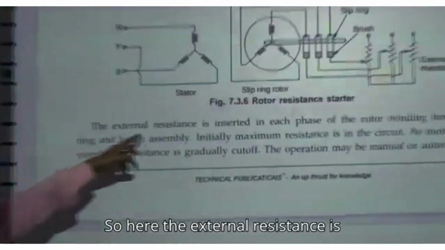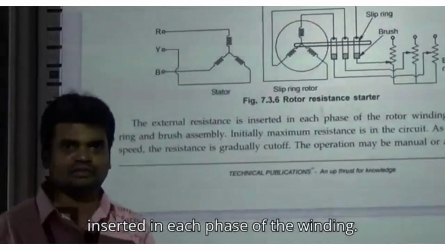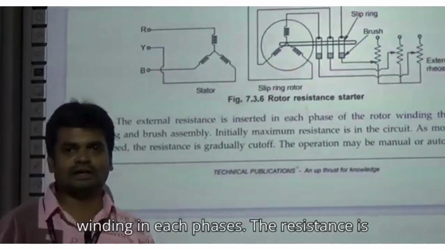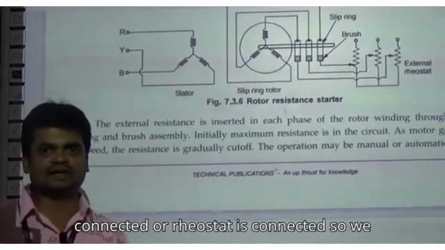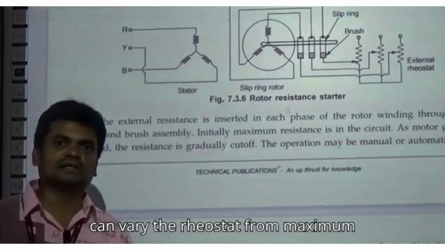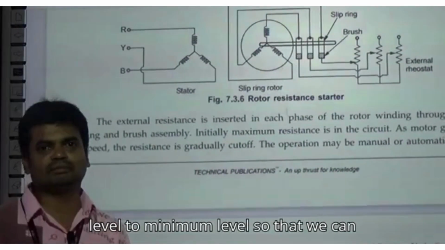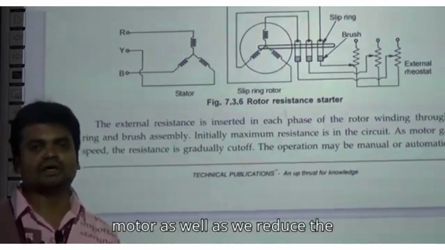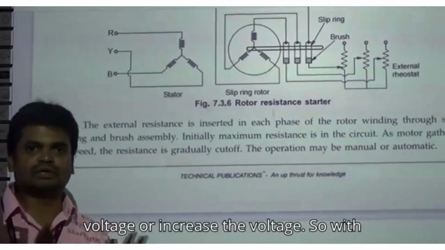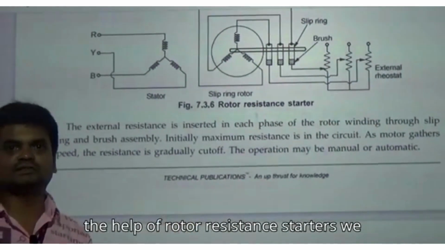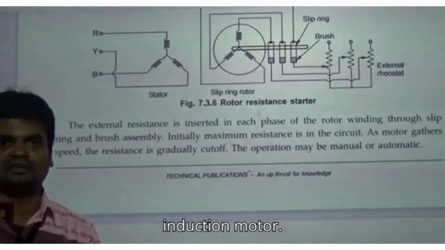So here the external resistance is inserted in each phase of the winding. I already mentioned that the rotor has a winding. In each phase, a resistance, or rheostat, is connected. So we can vary the rheostat from maximum level to minimum level, so that we can obtain the speed control of the induction motor, as well as reduce or increase the voltage. So with the help of rotor resistance starters, we obtain the speed control method of the induction motor.